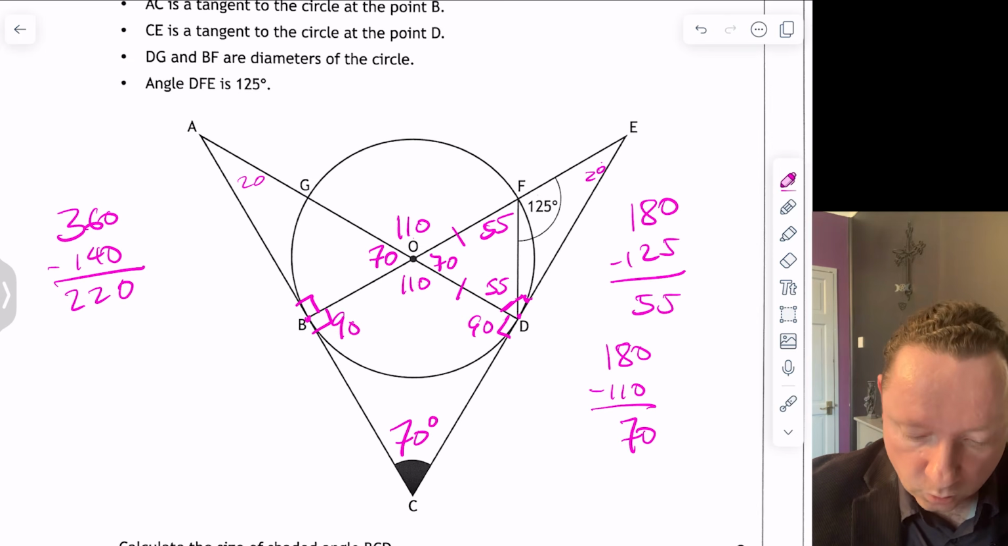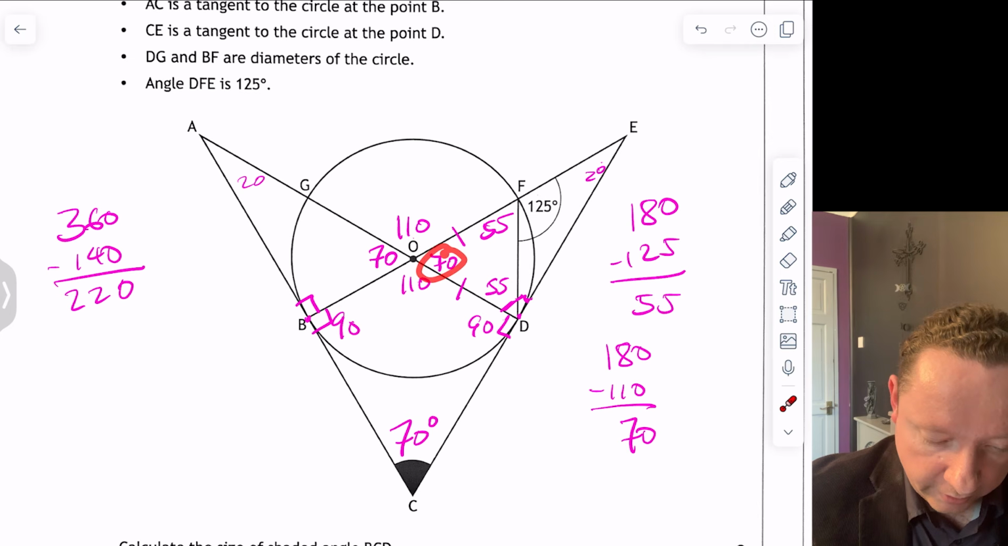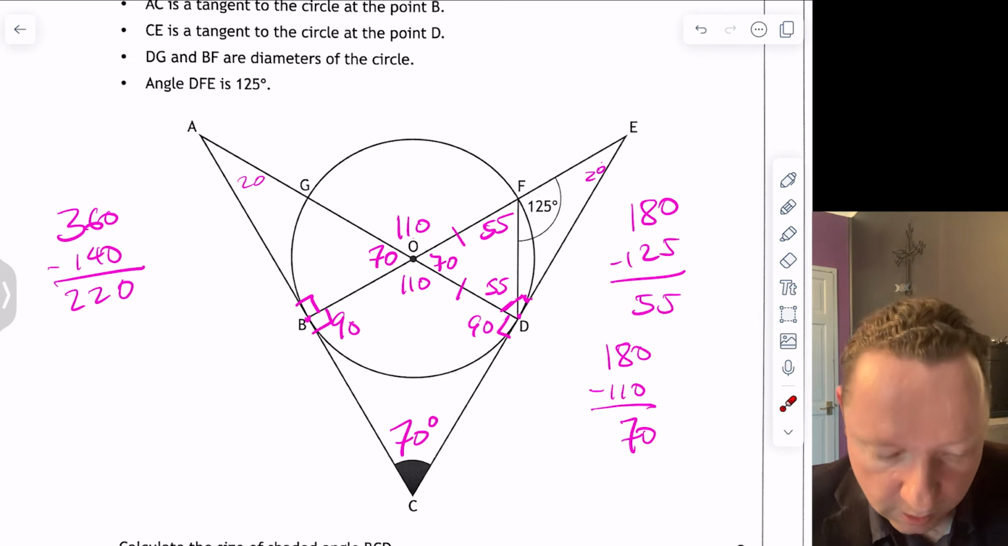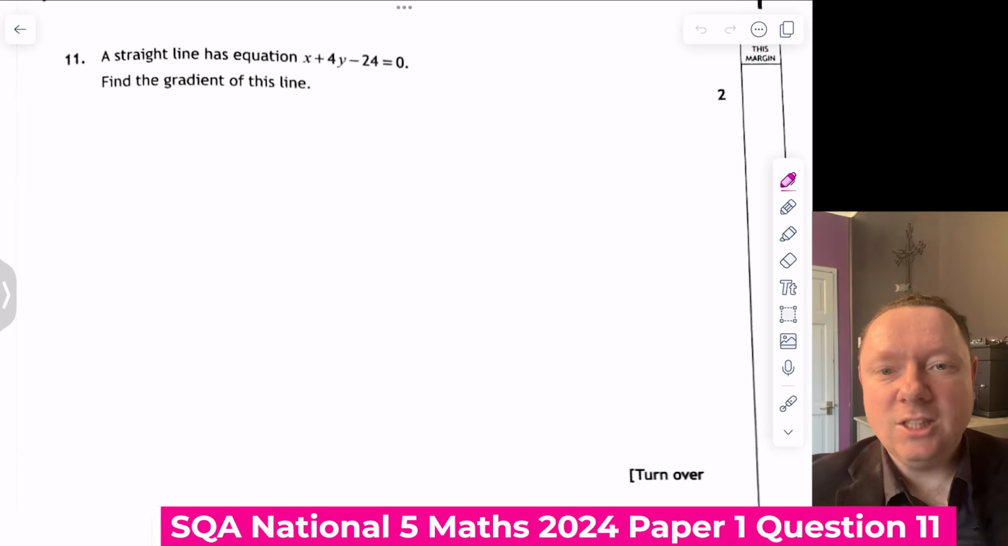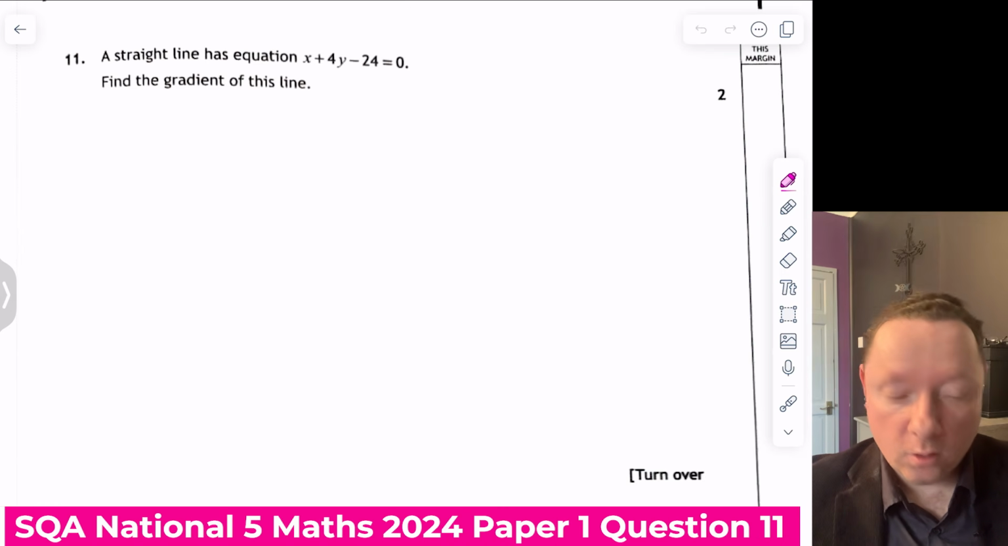Now, big note on this one. If you just get 70 here and your answer is 70 without any more working, you won't get the marks because you have to show where that 70 comes from. Okay, although there's 70, you have to show where that 70 comes from. And that's that done. SQA National 5 Maths 2024, paper 1, question 11.